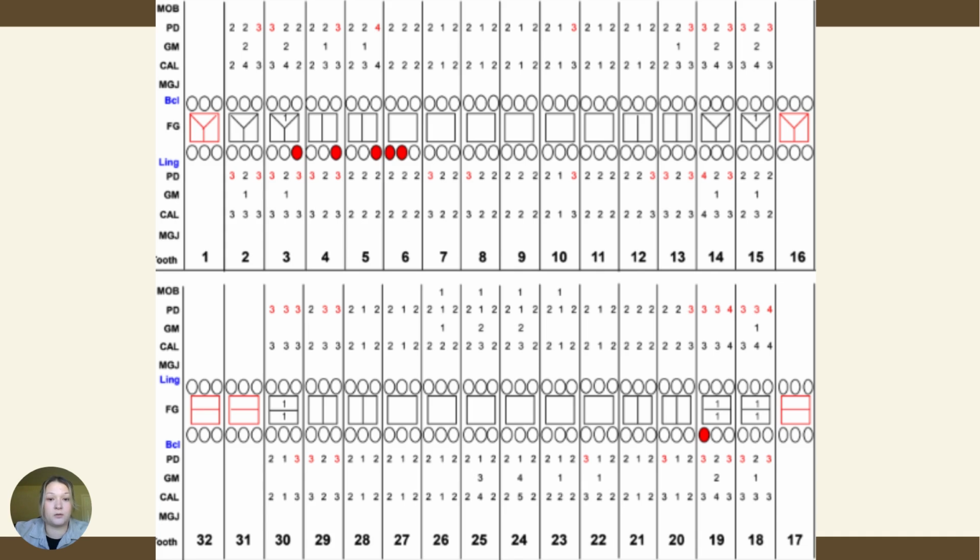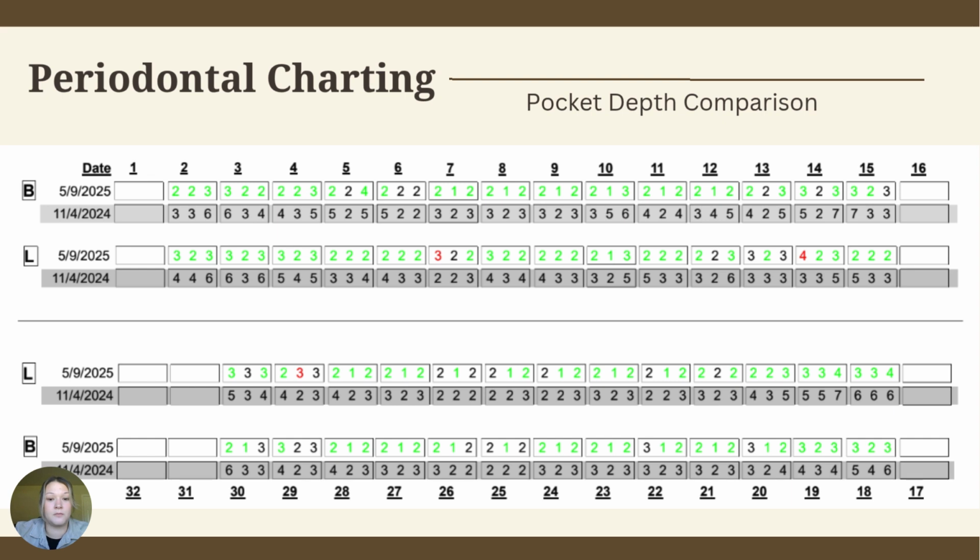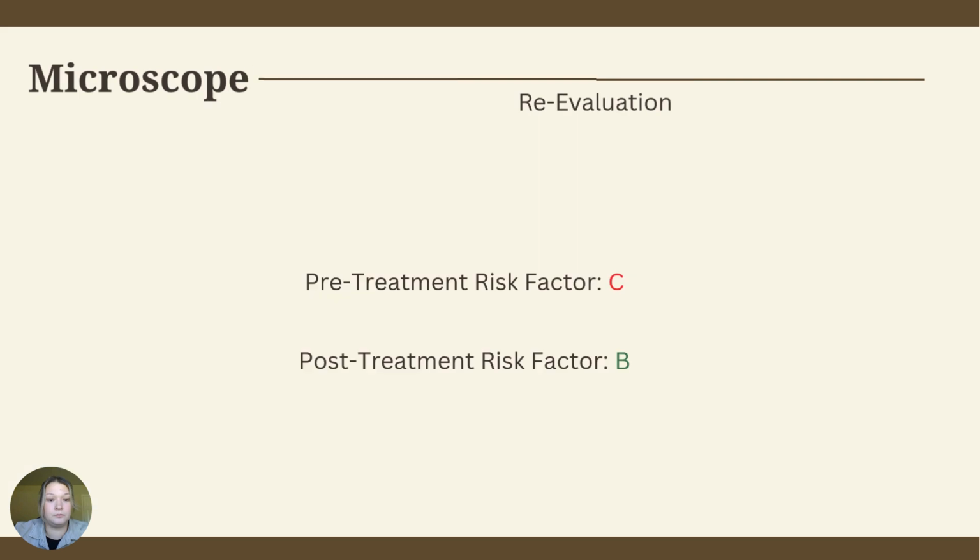Here's his periodontal chart at his reevaluation. His pocket depth comparison. We did perform another microscope evaluation, and his risk factor went from a risk factor of C to a risk factor of B, so that improved.